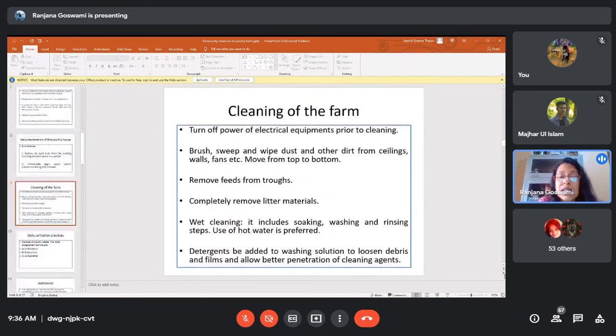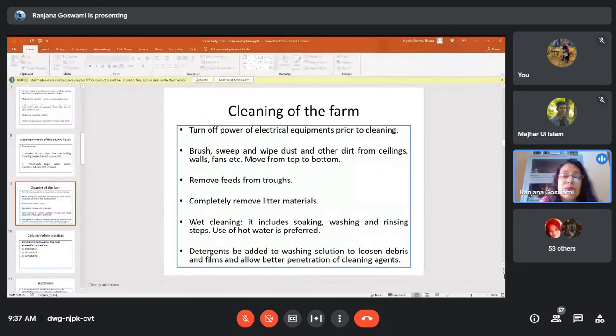And next is the cleaning of the farm. After removing the bird and the litter material, how are you going to clean it? First, you have to turn off the power of electrical equipment prior to cleaning. Then you have to brush, sweep, and wipe dust and other dirt from the ceilings, walls, fans, etc. Move from top to bottom, okay?